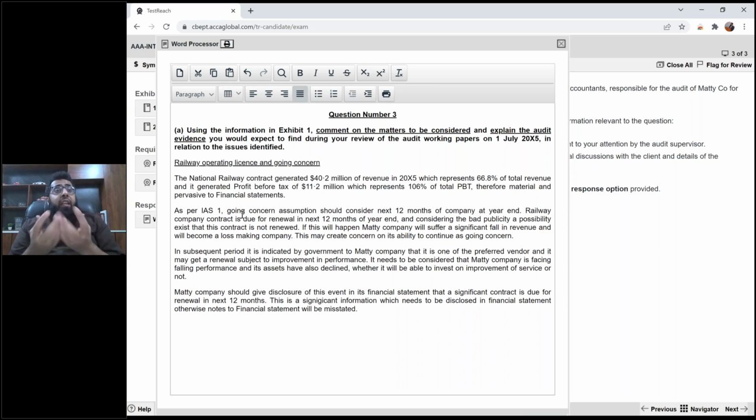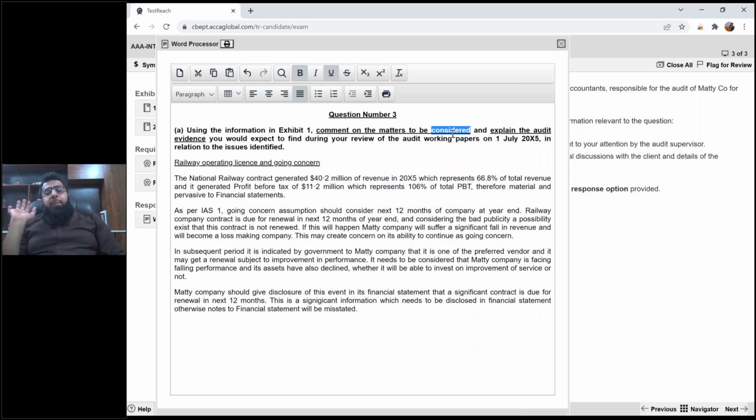For every matter to consider, for every audit evidence, you will get 1 mark. Okay? Now see, what you are talking about, that we get 2.5 marks or 1.5 marks, those are different questions in which the examiner asks what are the matters which cast doubt on the company's ability to continue as a going concern. This is a different type of requirement. In this type of requirement, when he asks matters to consider and audit evidence, he will give you 1 mark per matter. This is a very routine requirement. Okay. For every matter to consider and for every audit evidence, you will get 1 mark.